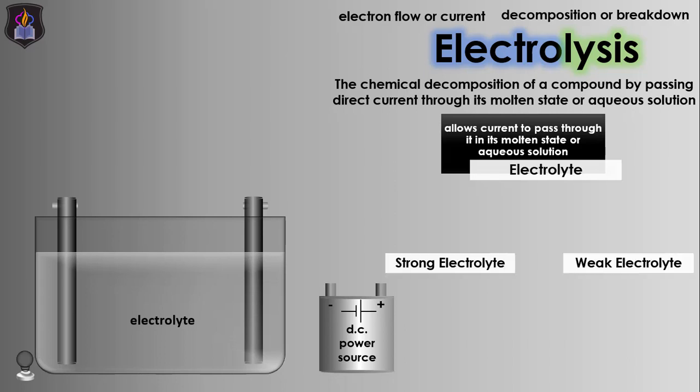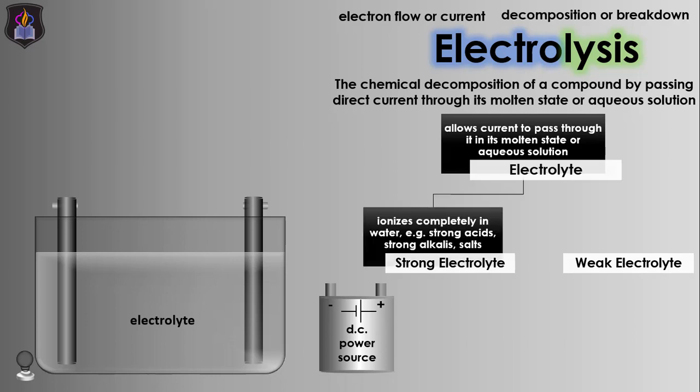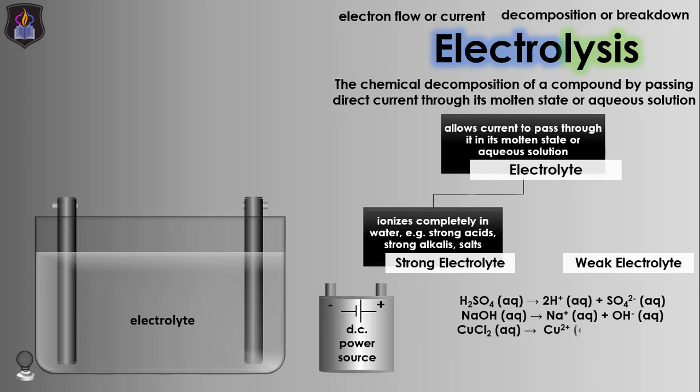It is divided into strong and weak electrolytes. A strong electrolyte ionizes completely in solution. Examples are strong acids such as tetraoxosulfate(VI) acid, hydrochloric acid, trioxonitrate(V) acid, etc. Strong alkalis like sodium hydroxide, potassium hydroxide, and hydroxides of other group 1 metals, and salts such as copper(II) chloride, sodium chloride, copper(II) tetraoxosulfate(VI), potassium bromide, lead(II) bromide, and so on and so forth.